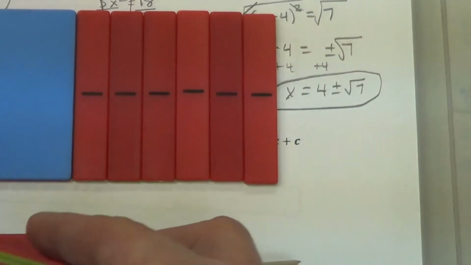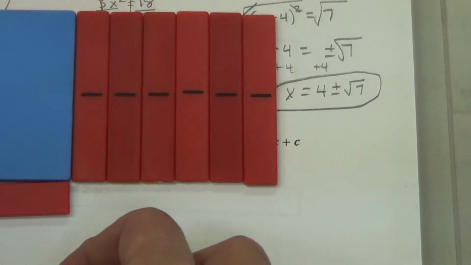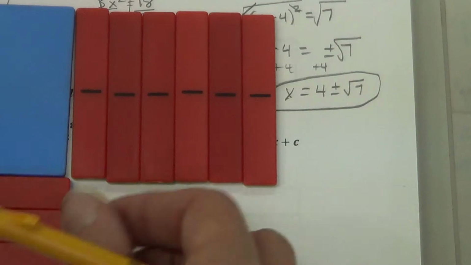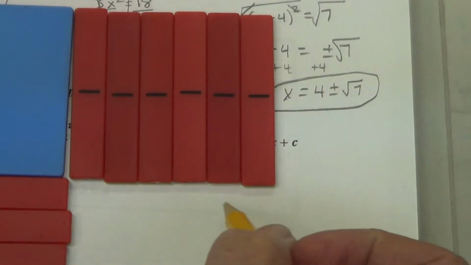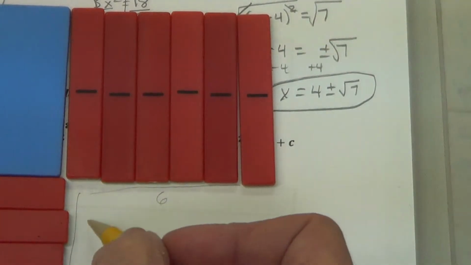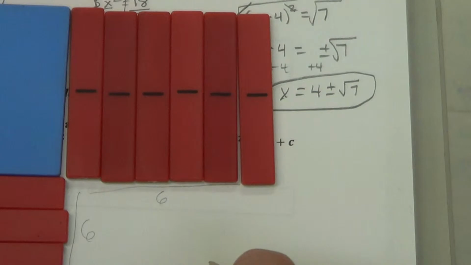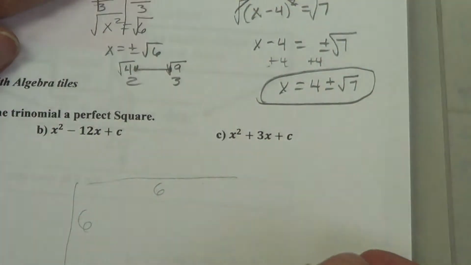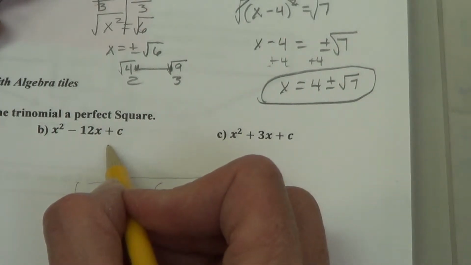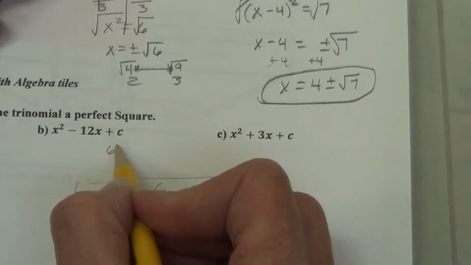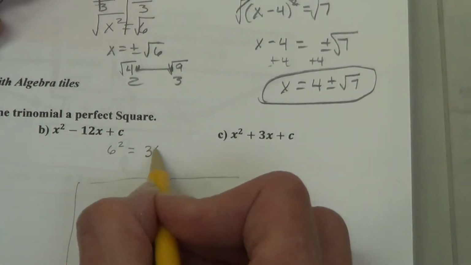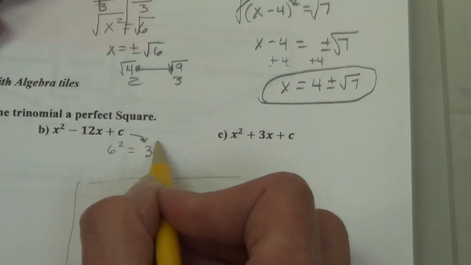And so then we would bring our 6 down this direction. And the question is, how many would we have to fill in here? Well, if it's 6 this way, and it's 6 this way, what could we do to get that? We could multiply that, and that would be 6 times 6, which equals 36. So our c value is 36.